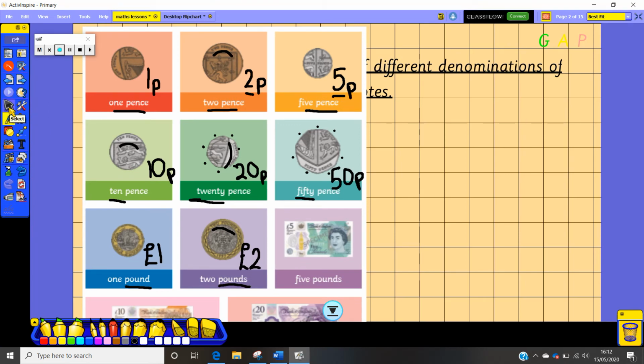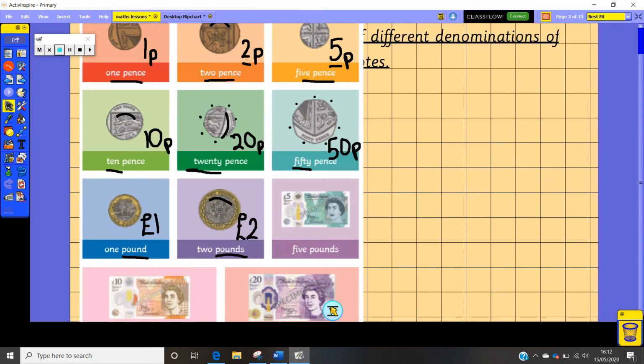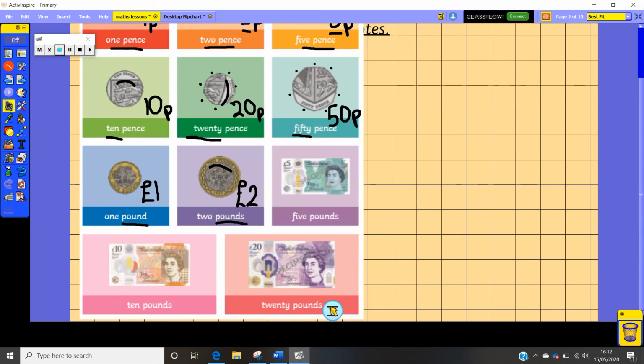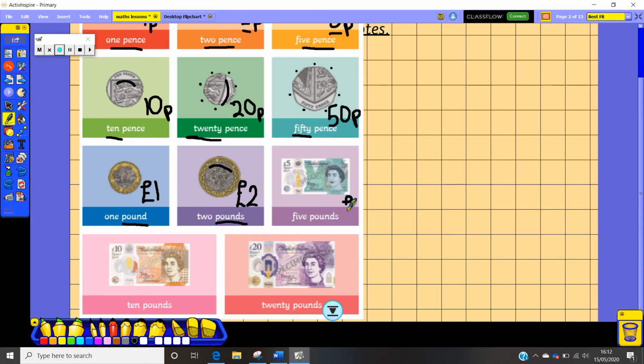So we're just going to have a look at the final notes that we have in our number system. So we have got the £5 note. So when we're writing £5, we would draw the pound sign with a number 5. It doesn't need a pence because we're not working with any pence.